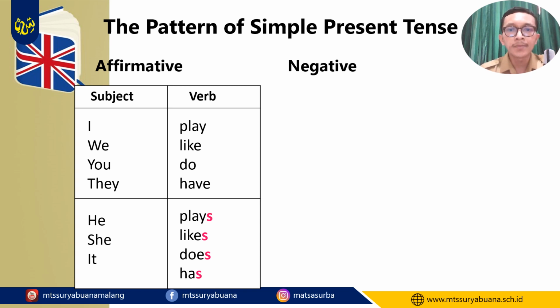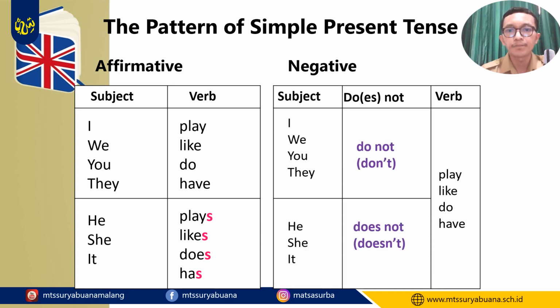Yeah, if you want to make a negative sentence, this is the pattern. Subject, do not or don't, and then followed by verb. For example, I don't play, we don't play, you don't play, they don't play.